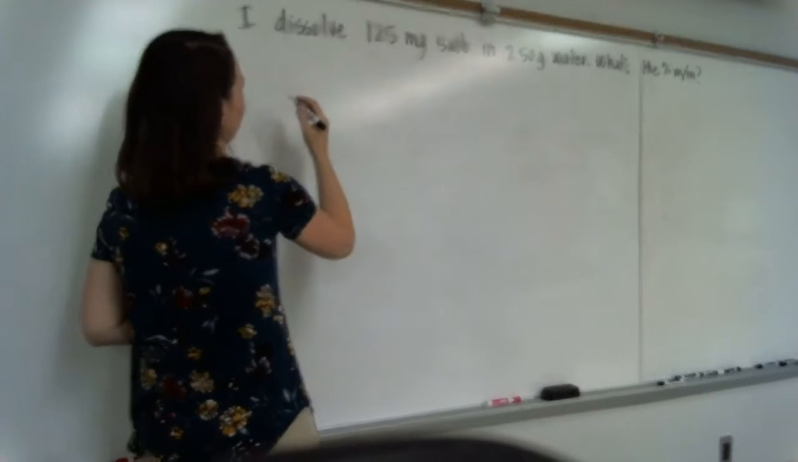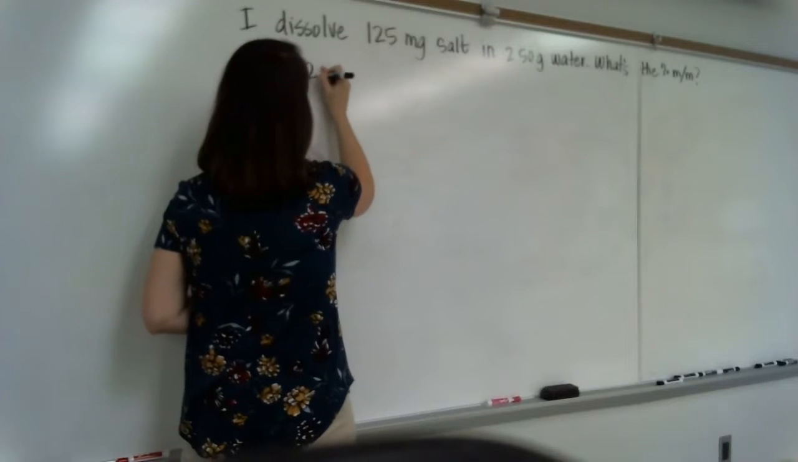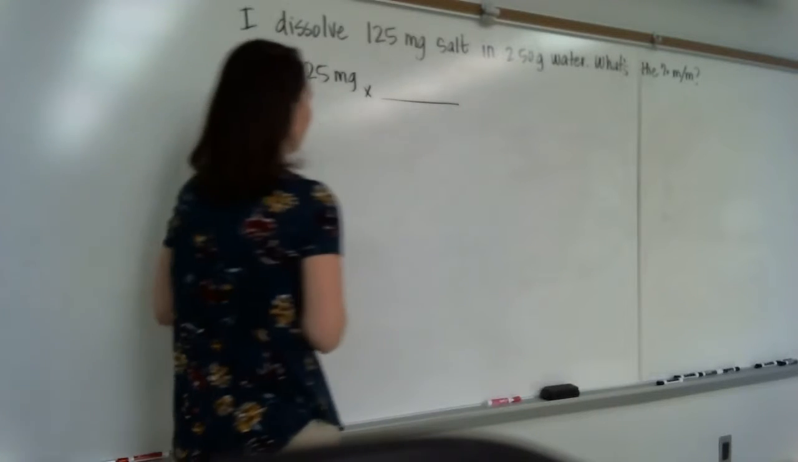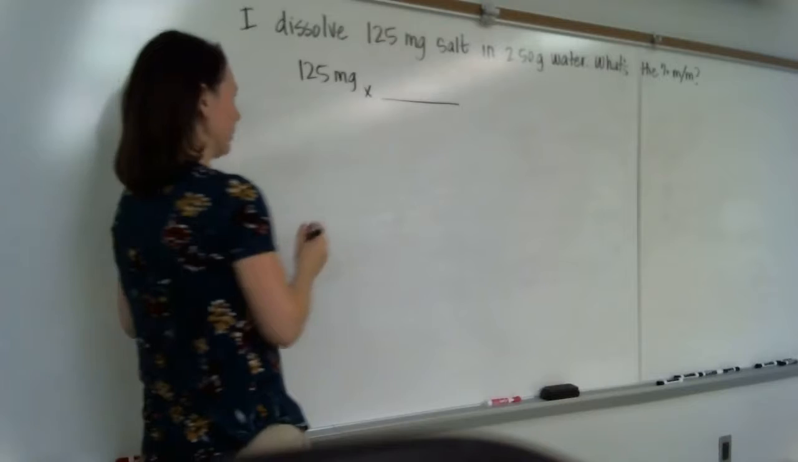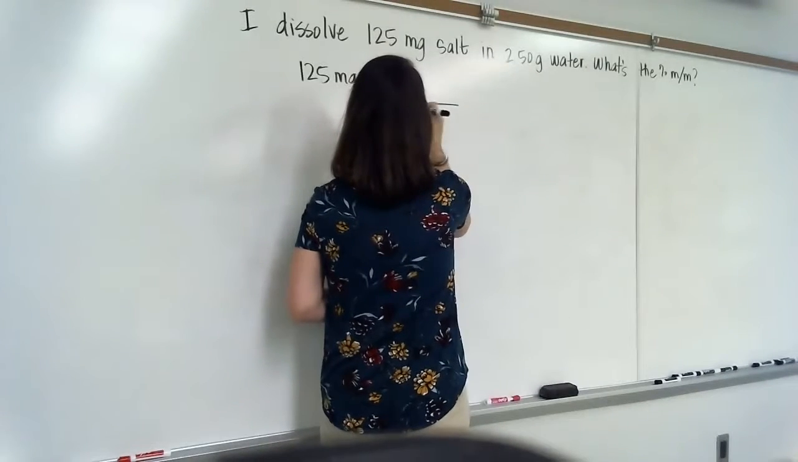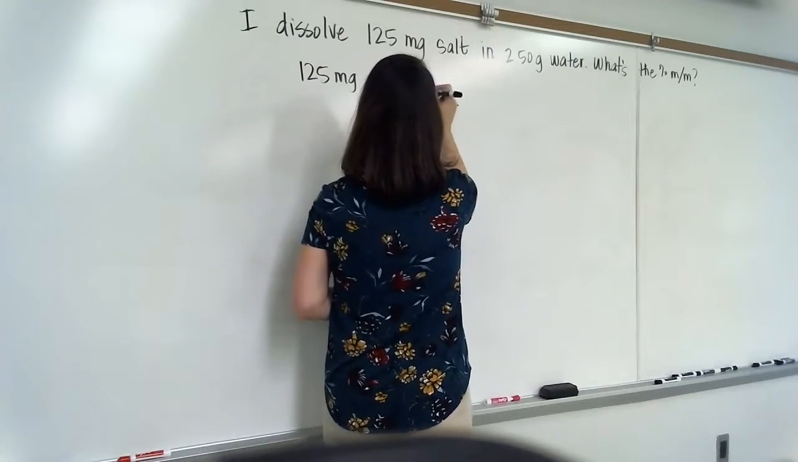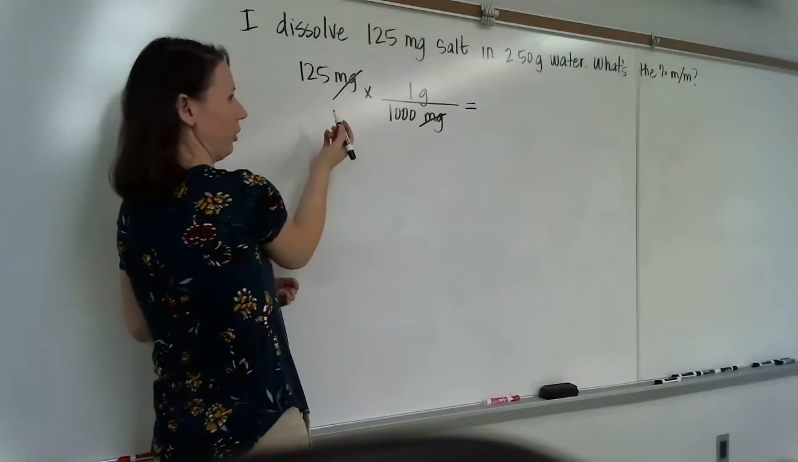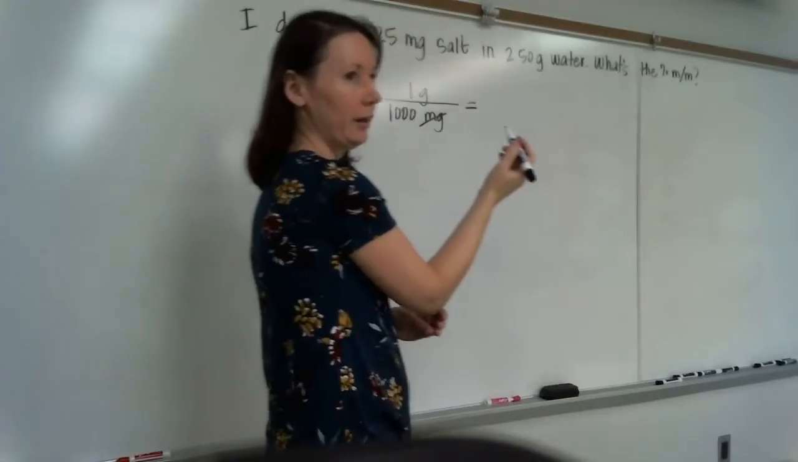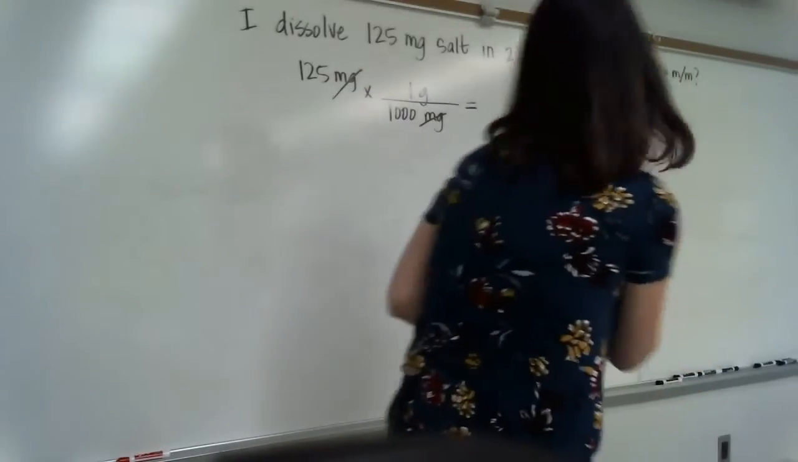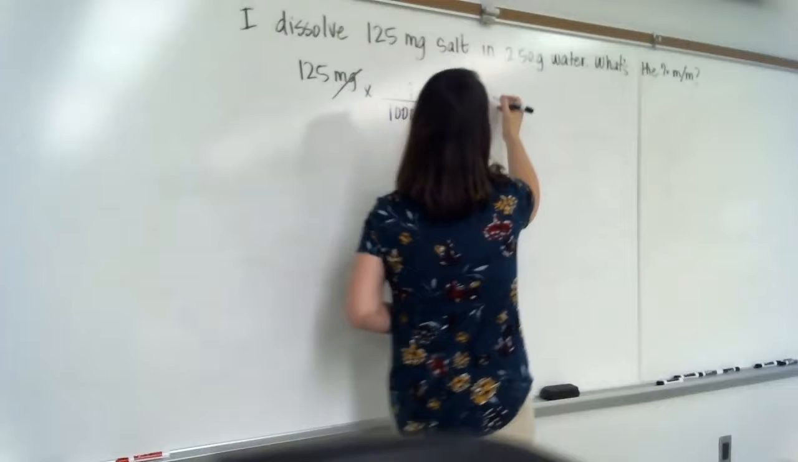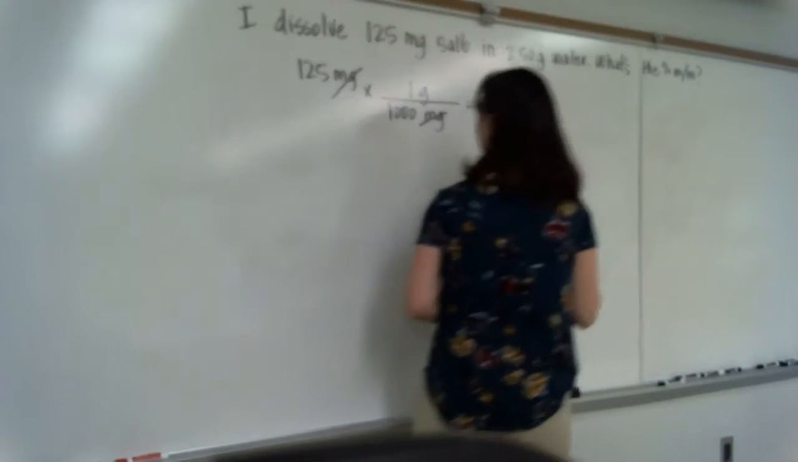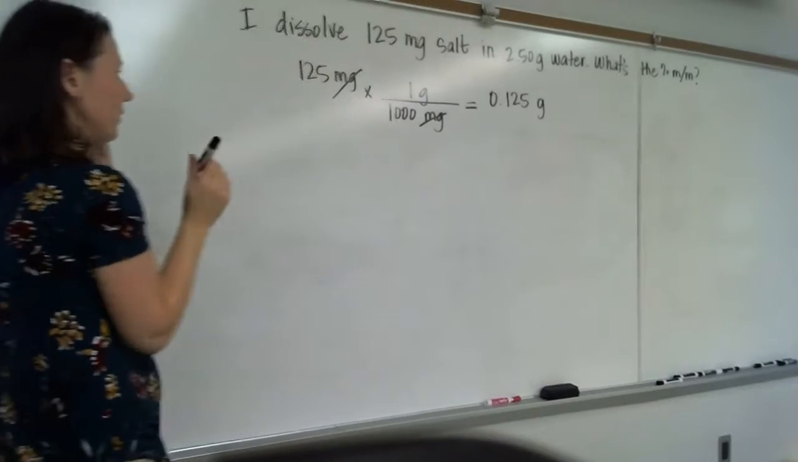How do I convert milligrams to grams? 125 milligrams. Let's set up a conversion factor. How many milligrams are in a gram? 1,000. So I divide by 1,000. That's just moving the decimal 3 to the left, right. So that'll be 0.125 grams. So now I've got grams and I've got grams.